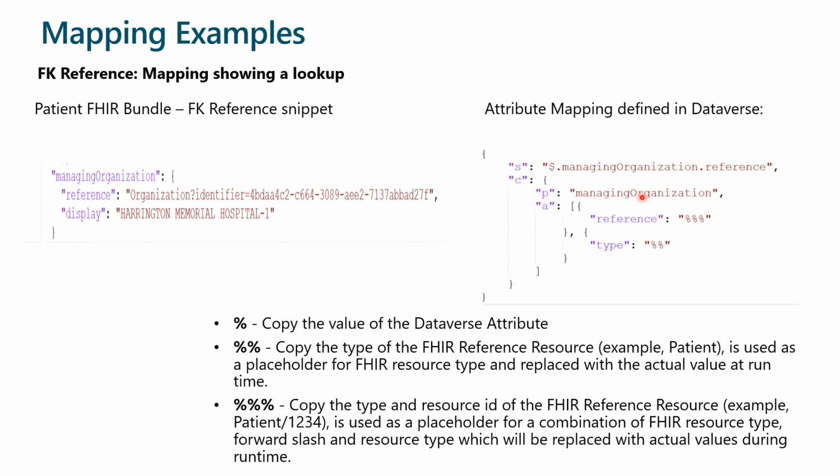With the P defining a managing organization, with the attribute array reference with the triple percentages, which gets the type and resource ID of the FHIR reference resource, and type, which copies the type of the FHIR reference resource, in this case, the patient.